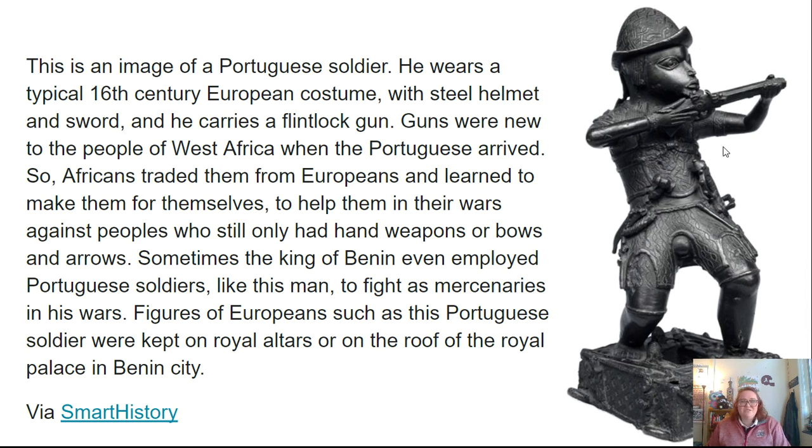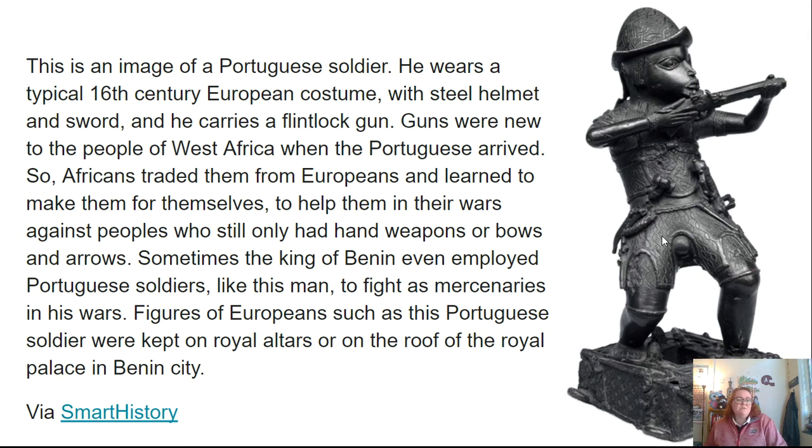So this is an image of a Portuguese soldier. He is wearing a 16th century European costume with a steel helmet. He's got a sword. He carries a flintlock gun. Guns were new to the people of West Africa when Portugal came along. So Africans traded them from Europeans and learned how to make them themselves to help them in their wars against people who still only had hand weapons and bows and arrows.